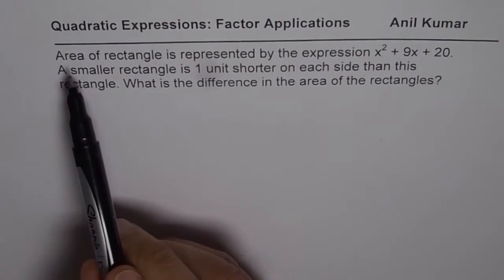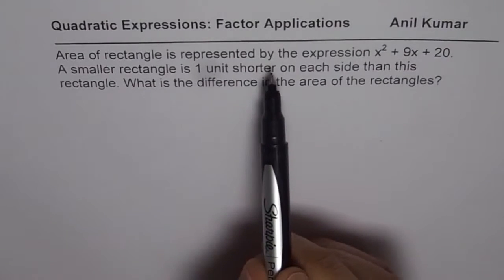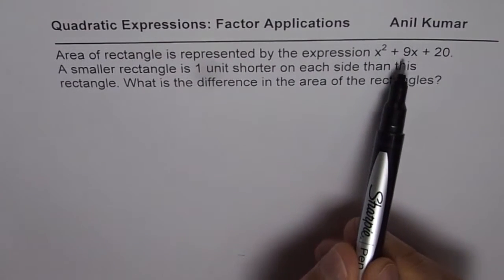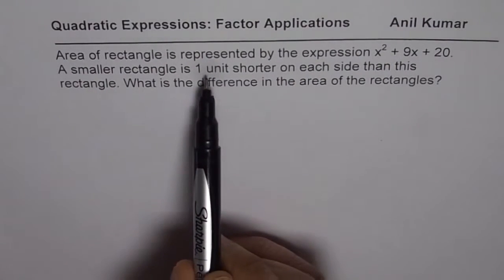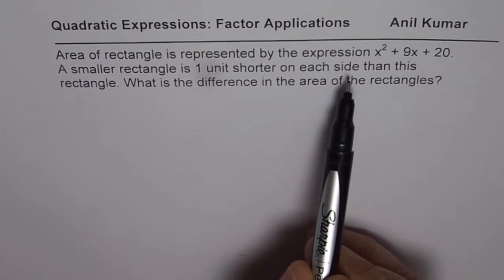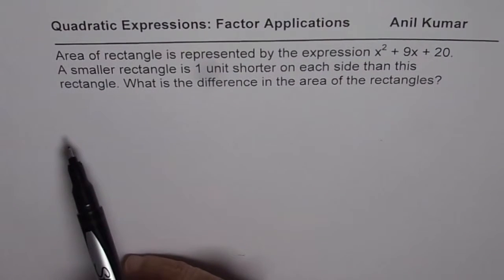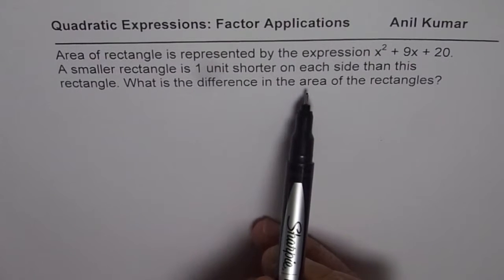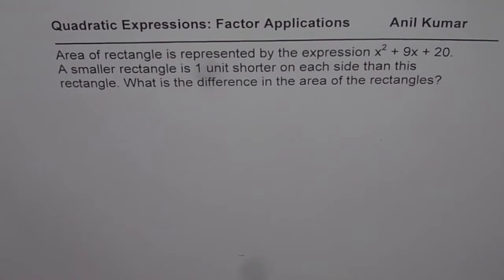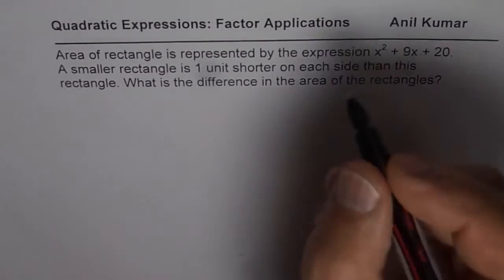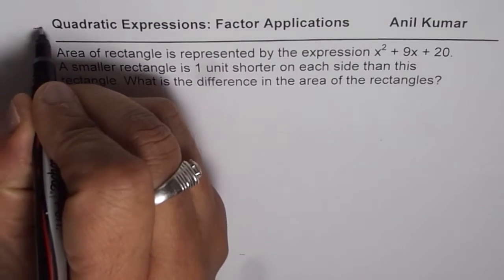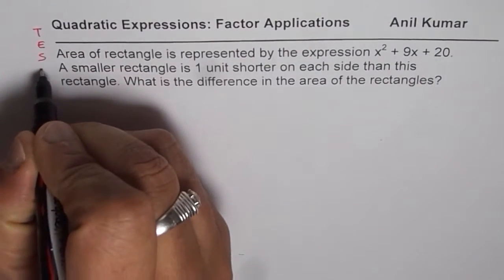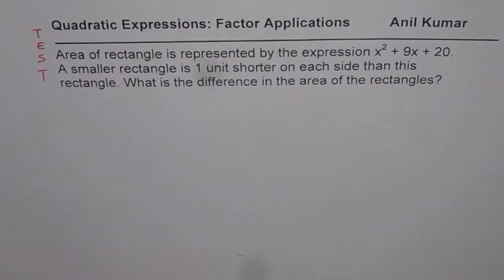The question is, the area of a rectangle is represented by the expression x squared plus 9x plus 20. A smaller rectangle is 1 unit shorter on each side of this rectangle. What is the difference in area of the rectangles? Treat this as a test question, so I'm writing test question here. Pause the video, answer the question, and then look into my suggestion.